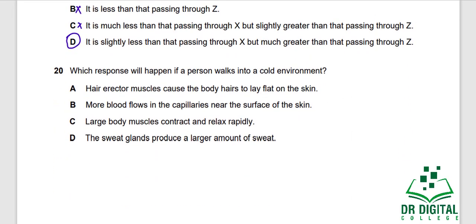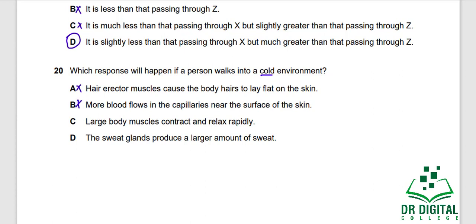Question 20. Which response will happen if a person walks into a cold environment? Okay. Hair erector muscles cause the body hair to lay flat on the skin. When it is cold, hair erector muscles will contract and raise the hair on the skin. So A is wrong because we have to trap heat. More blood flows in the capillaries near the surface of the skin. You know that if more blood flows to the capillaries near the skin in a cold environment, more heat loss will occur. So we have to reduce the heat loss.